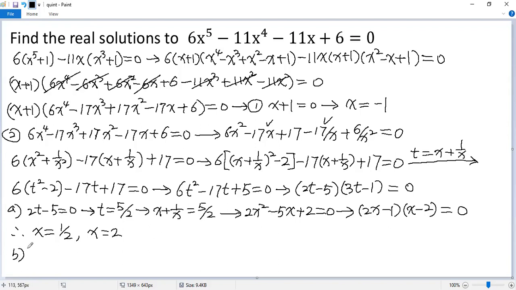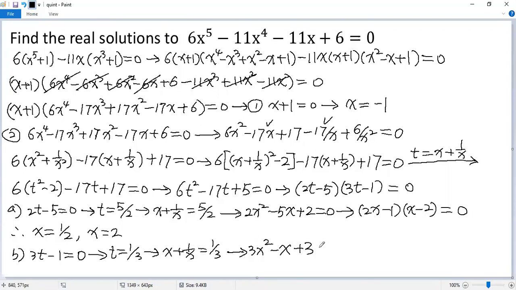For the second case, if 3t minus 1 equals 0, we get t equals 1 over 3. Let's get back to x again. So x plus 1 over x equals 1 over 3. Now both sides times 3x. This term becomes 3x squared, this term becomes x, move to the left side, minus x. Finally, times 3x, we get 3, equals 0. You see, this one has no real solutions because the discriminant delta equals negative 1 squared minus 4 times 3 times 3, which equals 1 minus 36, negative 35, which is less than 0. So no real solutions. That means we get 3 solutions to the given equation.